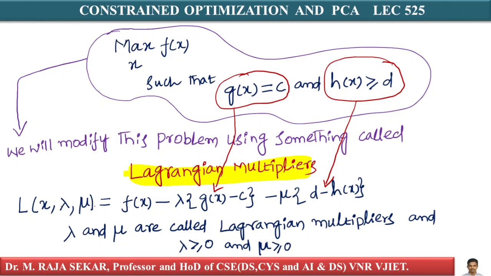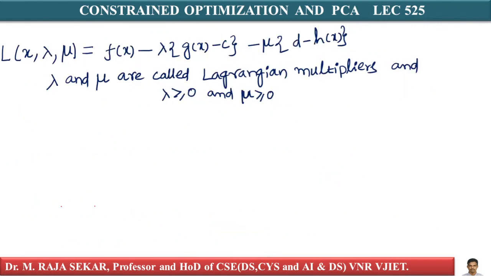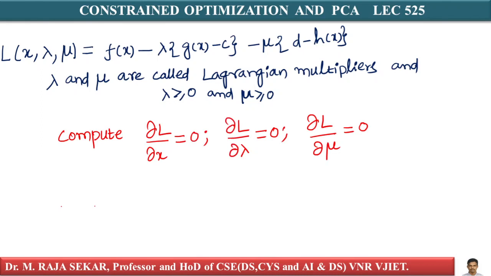So a problem of this type is converted into the Lagrangian. Now there is a beautiful piece of optimization. The proof of this is beyond the scope of this course. It says now we have to compute dou L by dou x equal to 0, dou L by dou lambda equal to 0, dou L by dou mu equal to 0.